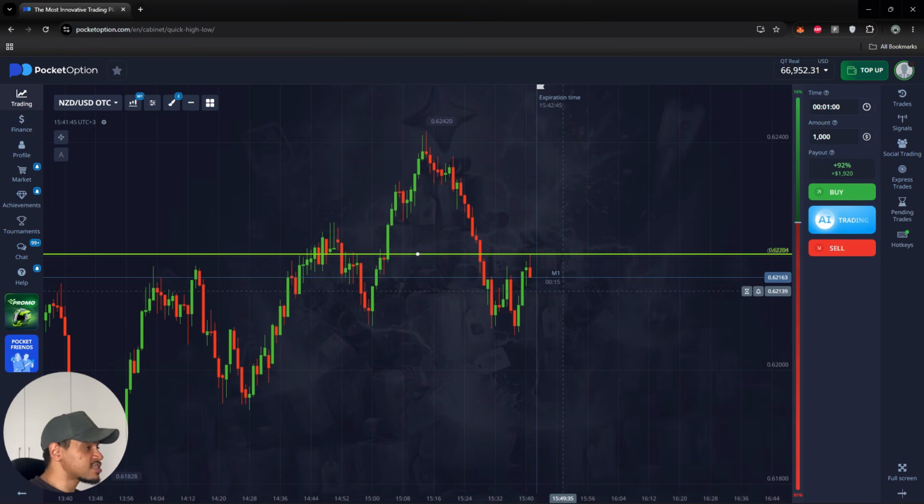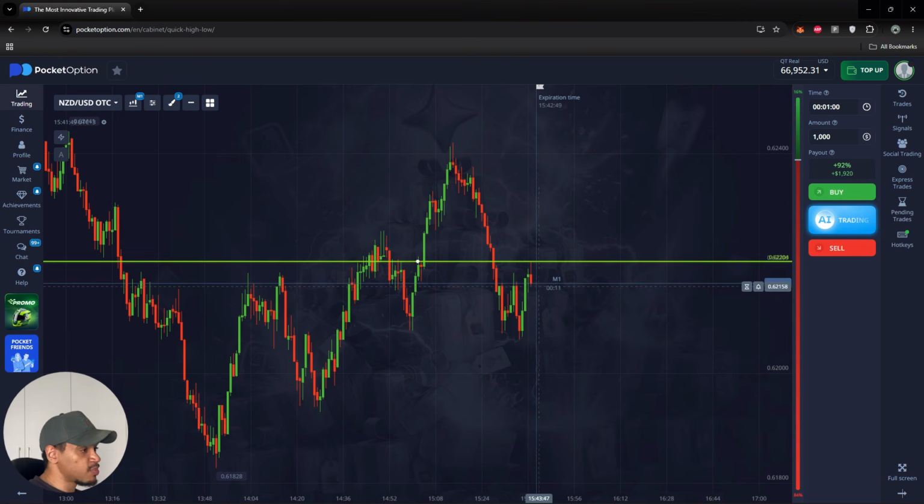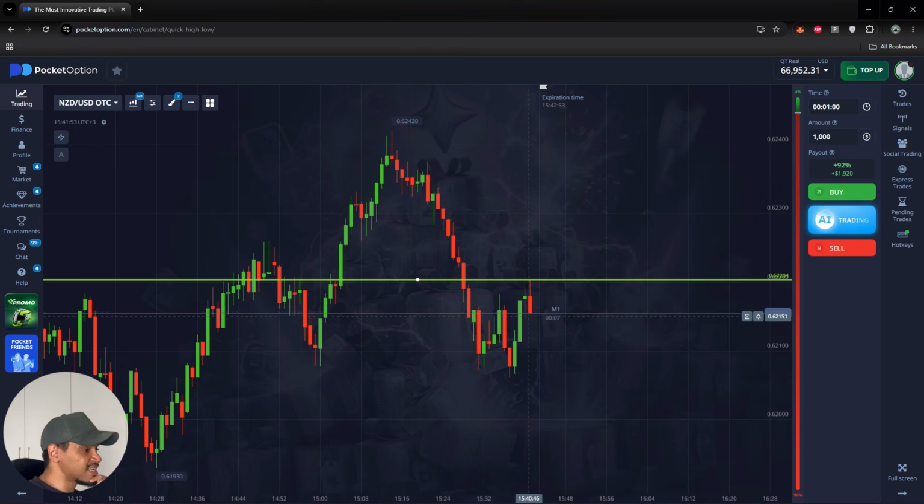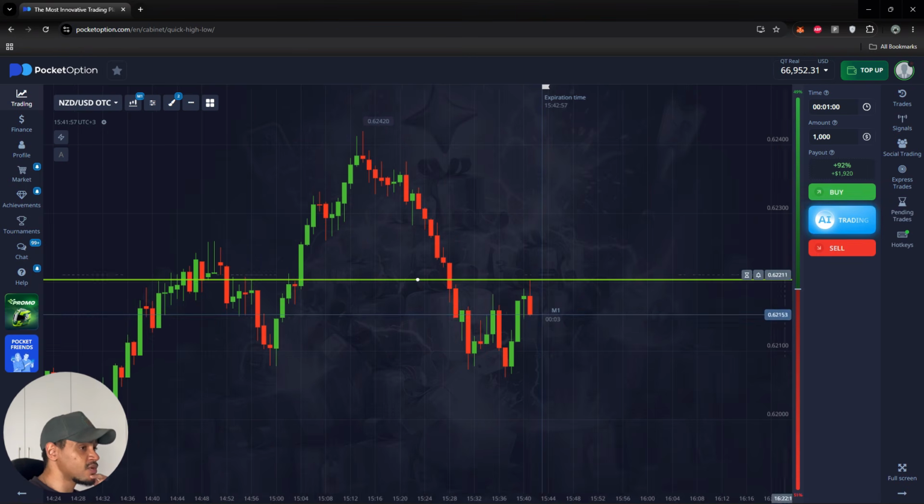So let's look at how this candle closes. We're probably gonna see a sell position on this one, and then we're gonna place our trade. If the price does get rejected quite strongly here, then we're gonna be looking at something else. But for now, I think we are gonna place a sell position here.